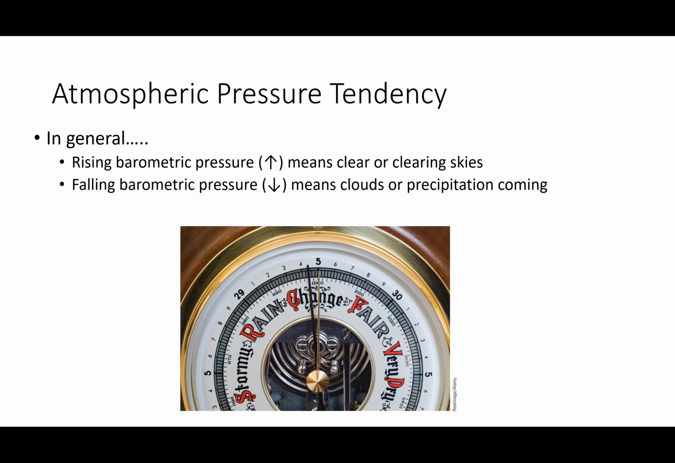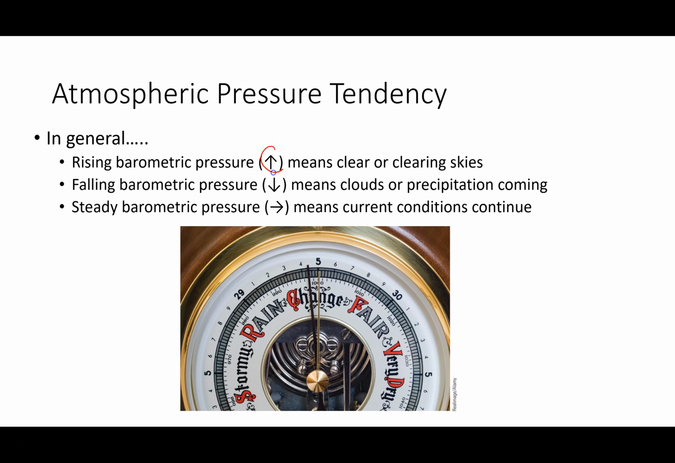Falling pressure means clouds or precip. So you have three options: rising, falling, or steady. Those arrows, rising, falling, and a sideways arrow for steady, I know they're kind of cheesy, but they're actually shorthand notation that meteorologists use. For falling pressure, I mark the black one, and a few hours later I come back and the gold one, which moves with the device, is to the left of it. That means it's falling, and the barometer is printed with stormy, rainy, fair, or very dry. We call that pressure tendency: rising, falling, steady.